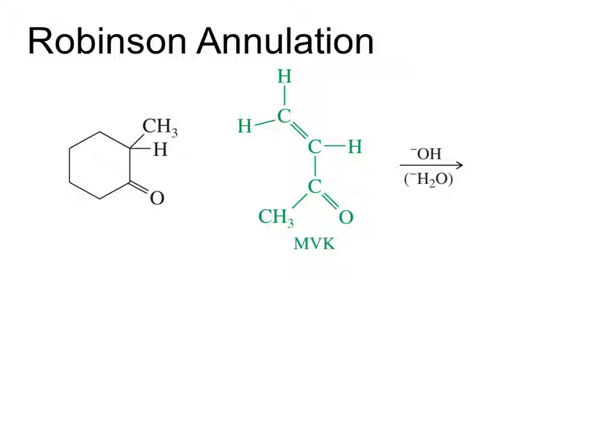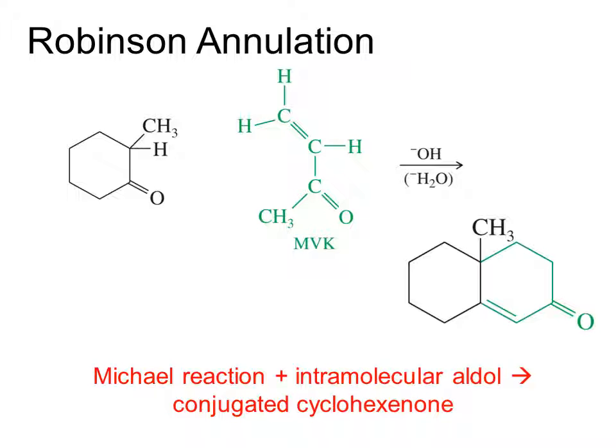The Robinson annulation is one famous way to utilize the Michael addition. Here we have our alpha beta unsaturated carbonyl. This would be methyl vinyl ketone, that's the MVK. On our left, we have our carbonyl compound that's going to involve pulling off that hydrogen at the alpha position and turning that into our nucleophile. So what we'll end up seeing is adding the new carbon-carbon bond as well as closing the ring, which is what makes this very useful. So a Michael reaction plus an intramolecular aldol will end up giving us a conjugated cyclohexanone.